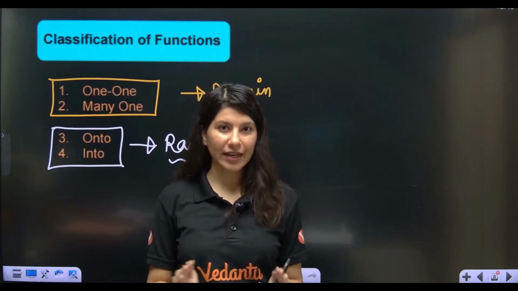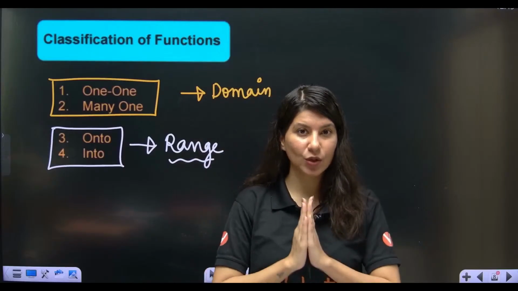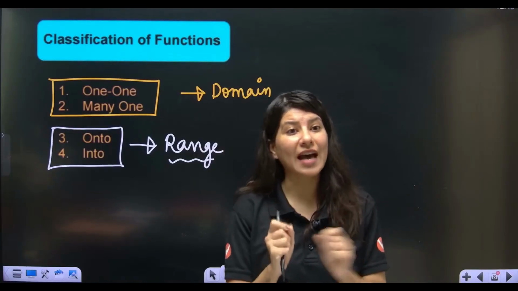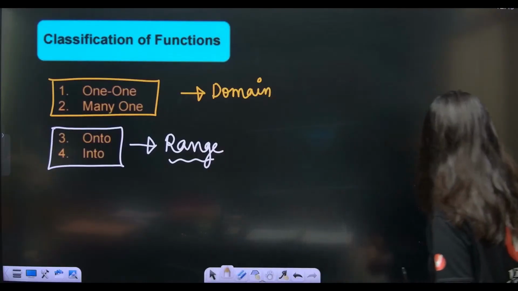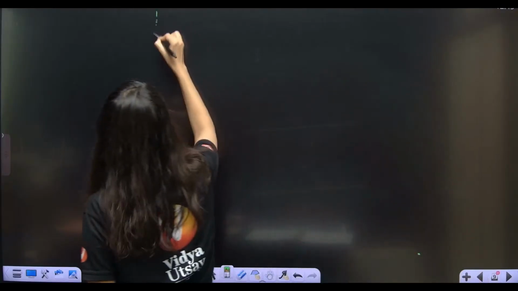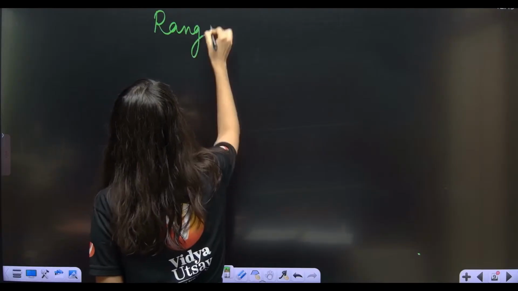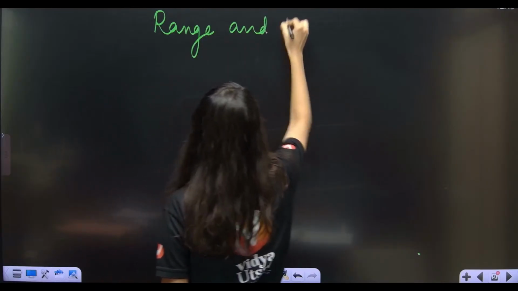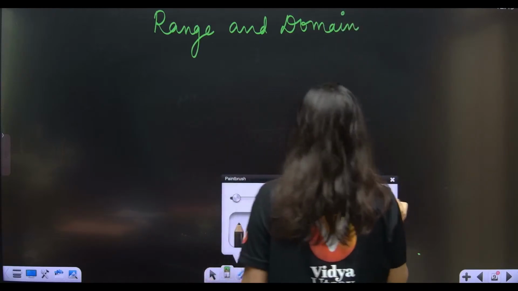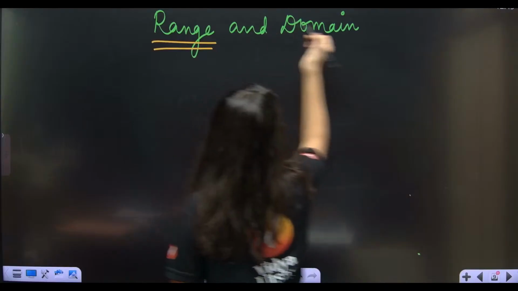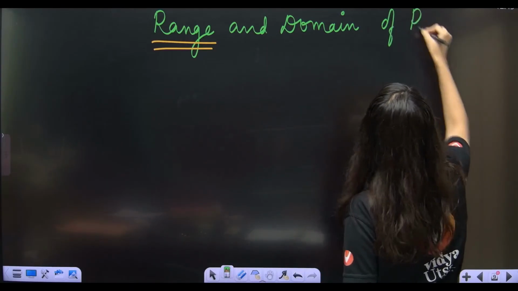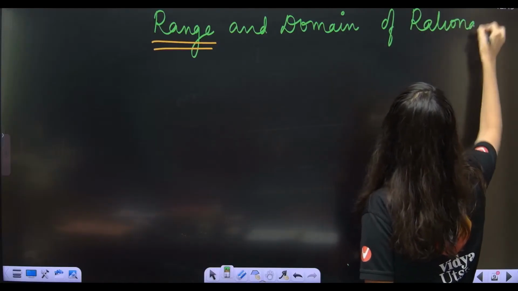Okay, all right. So today's session focus is going to be range of rational function. Now what is a rational function? Let me just write range of rational function. Range and domain also. Domain I think is not going to take much time, but the major focus is going to be on range and domain of rational function. Now what is a rational function?